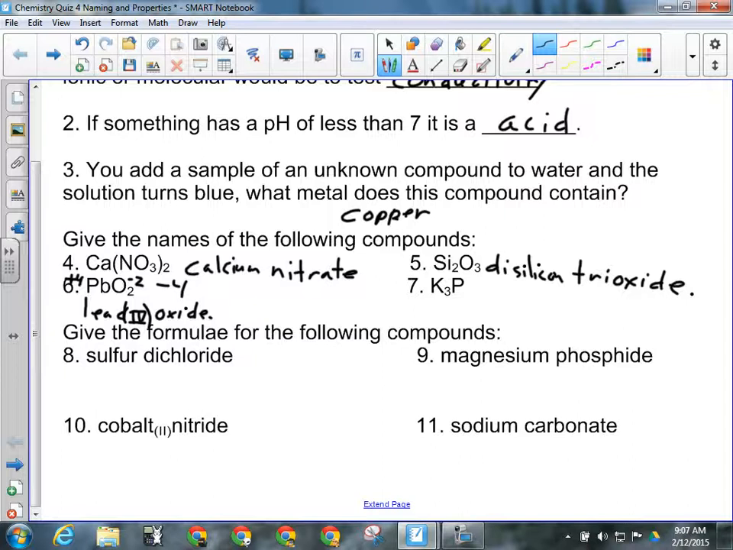Okay, and then for number 7, I've got a metal and a nonmetal, so we're looking at an ionic compound here. K is potassium. And P is phosphorus, so it's going to be phosphide: potassium phosphide. Questions on any of those?